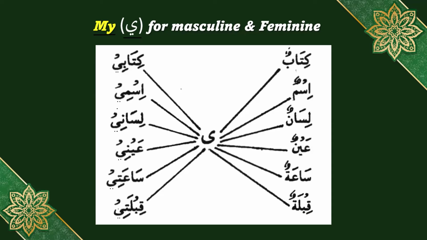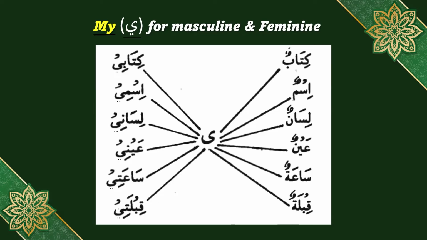Ismun, and then you say ismi, my name. Lisanun, tongue, and then you say lisani, my tongue. Ainun, eye, and you want to say my eye, so you will say aini. Sa'atun means watch, and you want to say my watch, you will say sa'ati. And qiblatun means direction, and qiblati means my direction.